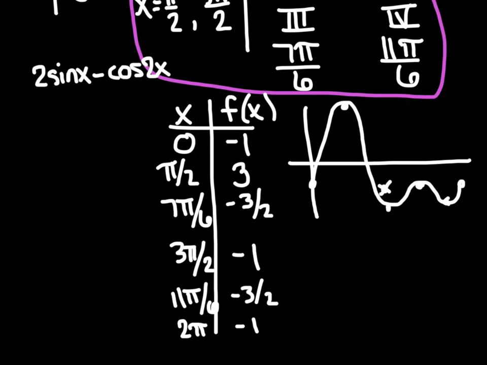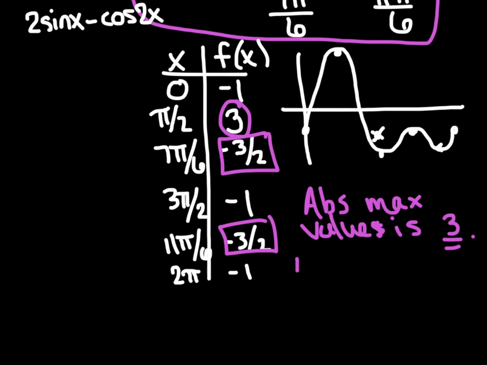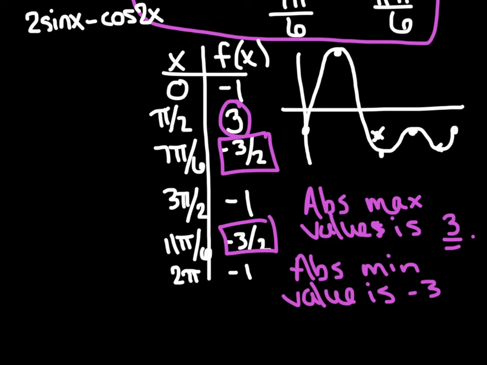So within that group, where's your biggest number? Boom, right there. So my absolute maximum value is 3. And what's the lowest number? Well, it's kind of a tie, but the one single number here is -3 halves. And so I would just simply say that the absolute minimum value is -1.5 or -3 halves, and those are the two answers we need.